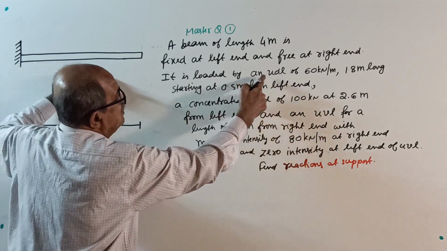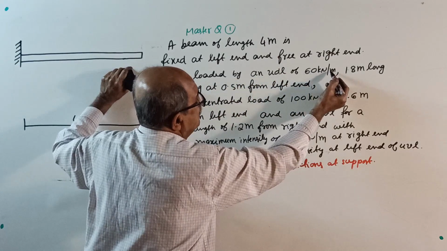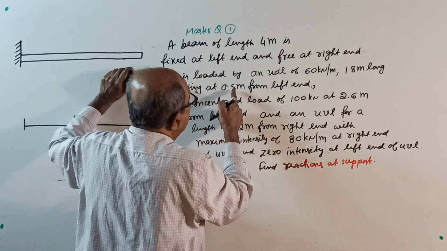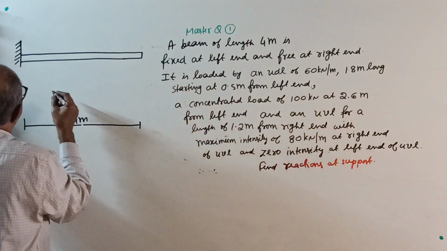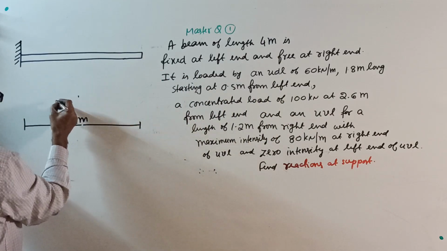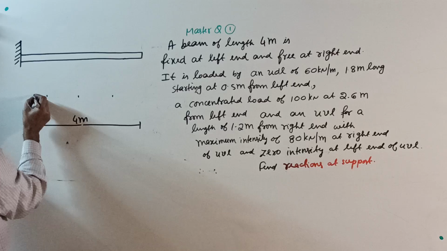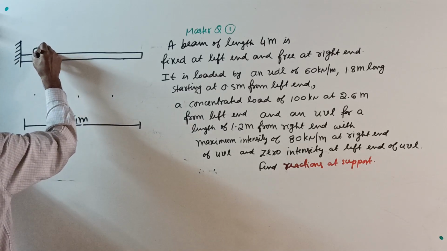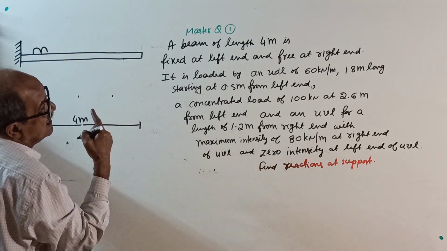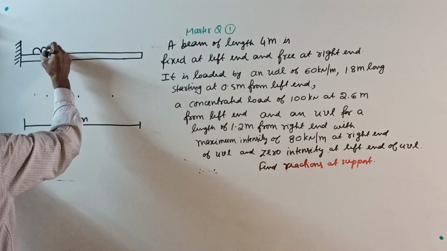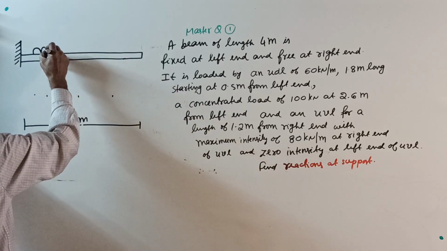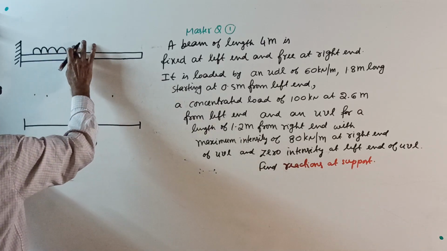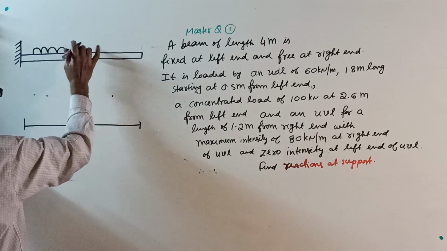It is loaded by a UDL of 60 kilonewton per meter, 1.8 meter long, starting at 0.5 meter from left end. So what you have to do? 4 meter, this is 2, this is 1, this is 1. From left side, you give a gap of 0.5 meter. From there, you start a UDL of 60 kilonewton per meter, 1.8 meter long. So it won't come up to center. Okay, maybe up to here, sufficient. It's bigger, I will write. Okay, no problem. Next time I'm putting bigger.